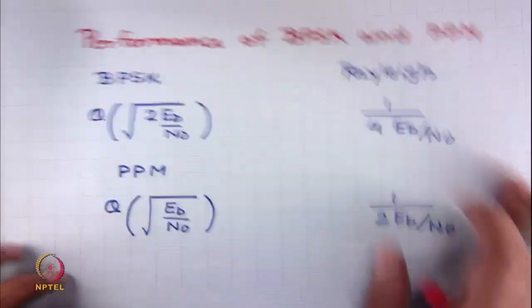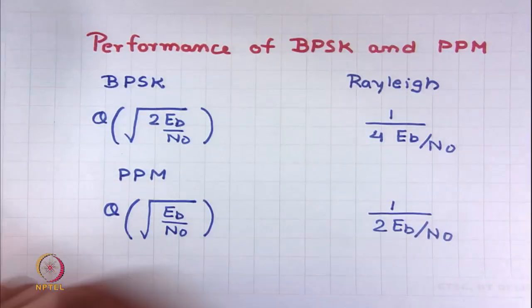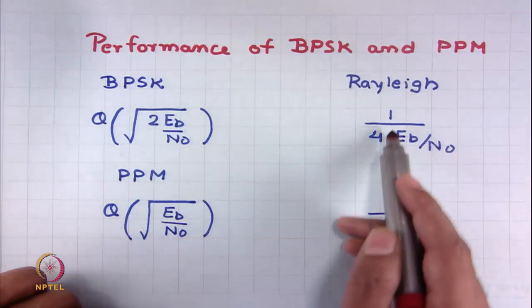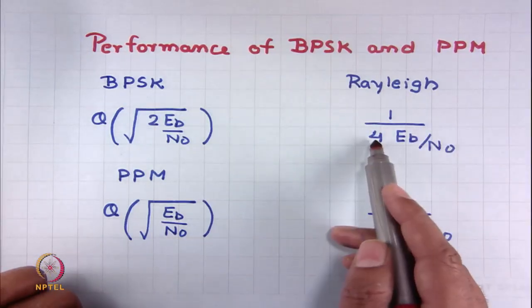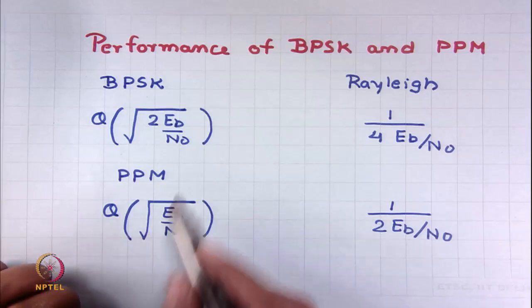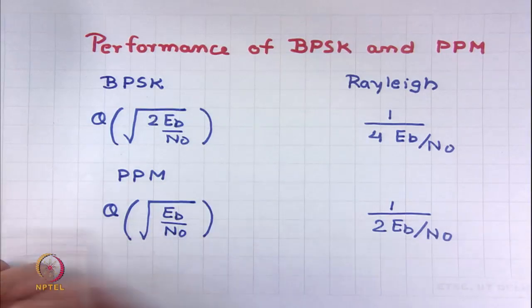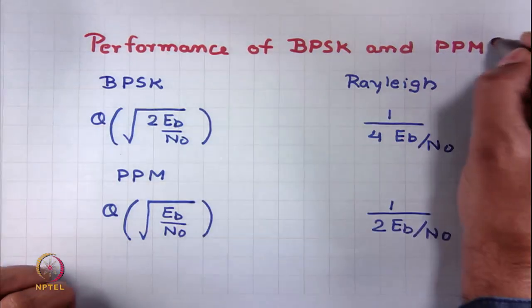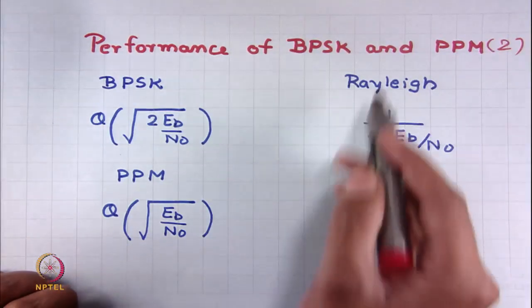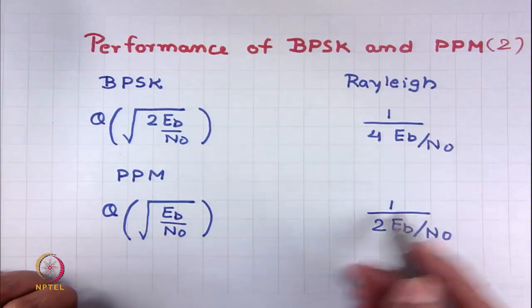So, let us try to summarize this. The performance of BPSK in AWGN channel was this. In Rayleigh channel, this becomes 1 by 4 times Eb/N0. For PPM, the performance in AWGN channel was this. This we have seen when we have looked at the performance of PPM in AWGN channel, and this is rather 2 PPM, binary PPM. And in case of Rayleigh, this will simply be 1 by 2 Eb/N0.